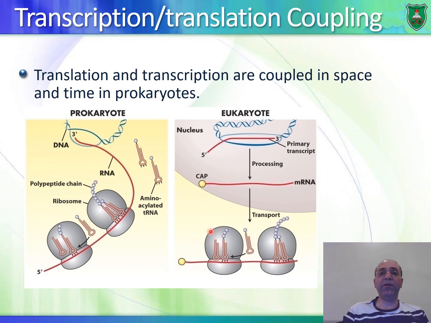Now the other reason as well is that messenger RNA molecules in eukaryotic cells must get processed. They have to be capped, they have to be polyadenylated, and they have to be spliced. And then they get transported out of the nucleus once fully processed into the cytoplasm, and ribosomes cannot start synthesizing polypeptides until they recognize the cap. And they ensure that there is a poly-A tail as well.